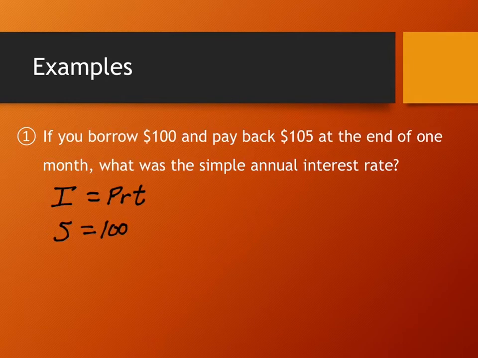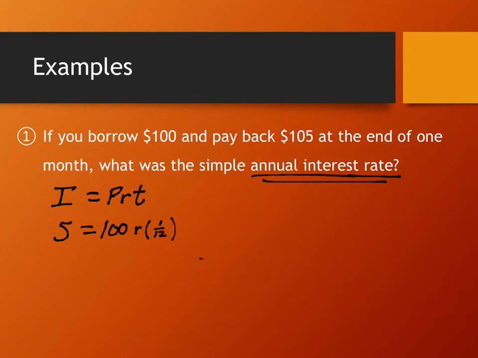Your rate, well, that's actually what you're looking for. Let me say it that way. And time usually is in terms of per year, like the annual part here where it says the annual interest rate. So it would be 1/12. Good job, Anna. That's right. So if your interest rate is an annual interest rate, in terms of years, then your time needs to be in terms of years as well. So if you borrowed it for 1 month, how much of a year is that? 1/12. Well done.